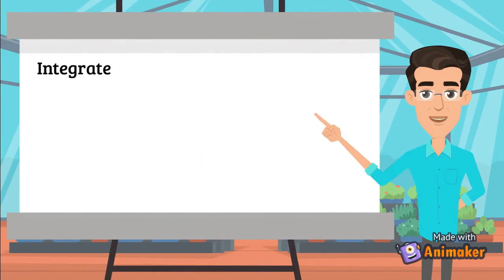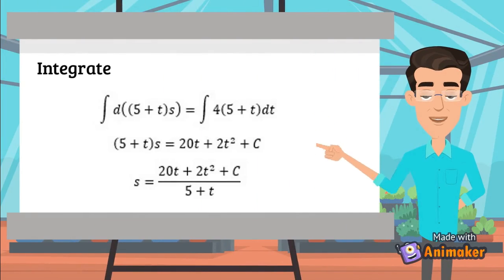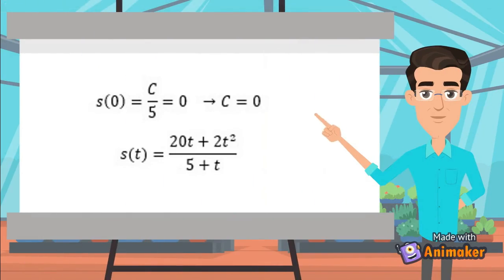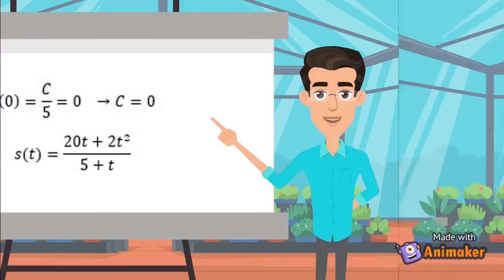Then, integrate on both sides. On the left side, we get (5 plus t) times s, and on the right side, we get 20t plus 2t squared plus c. So, s equals (20t plus 2t squared plus c) divided by (5 plus t). Substituting s at t equal to 0, we get c divided by 5 equals 0. Therefore, the final equation will be s(t) equal to (20t plus 2t squared) divided by (5 plus t).